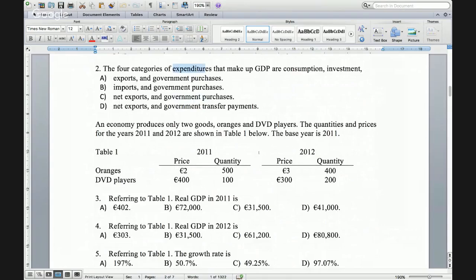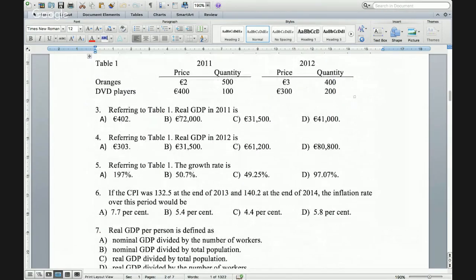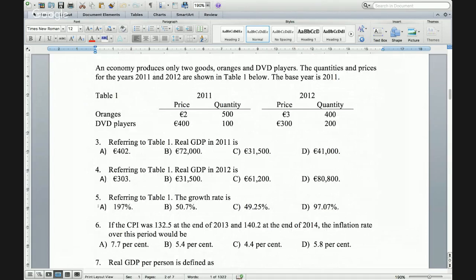Okay, this table here refers to a number of questions that come after it. It refers to the 4 questions 3 to 6. So we have 2 goods, oranges and DVDs, and we have the prices and quantities for 2 of those years, 2011 and 2012. And we're told the base year is 2011. What the base year really is, when it comes to creating an index or measuring inflation, is your starting year from which we move on.